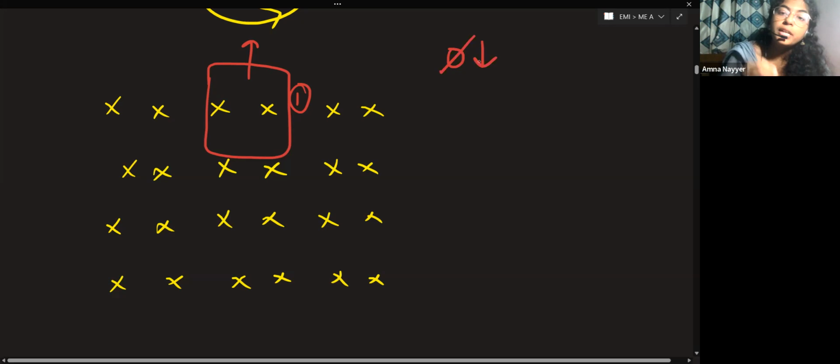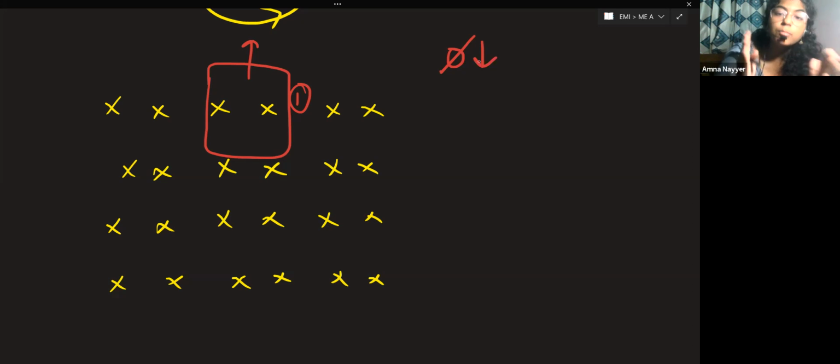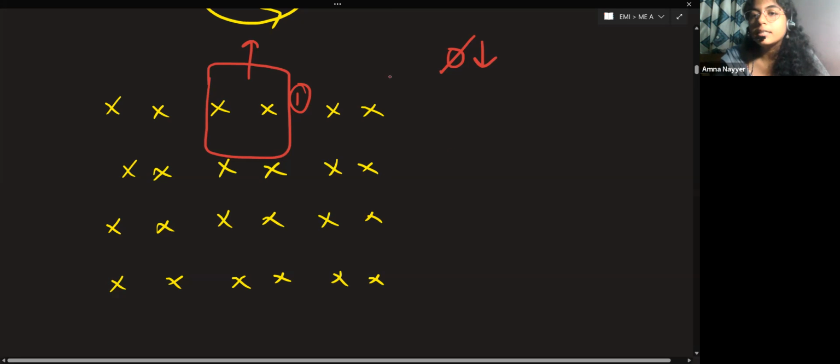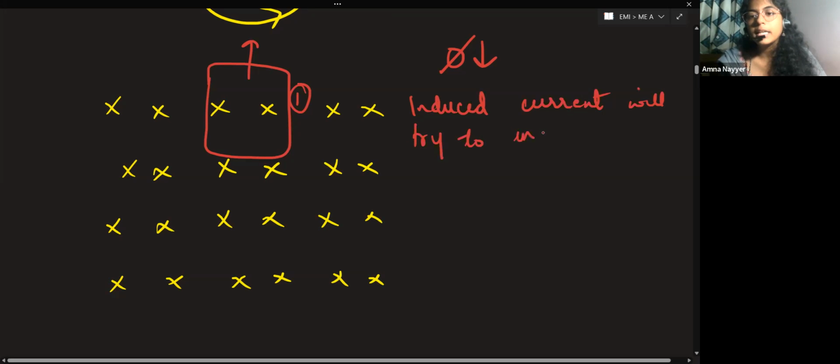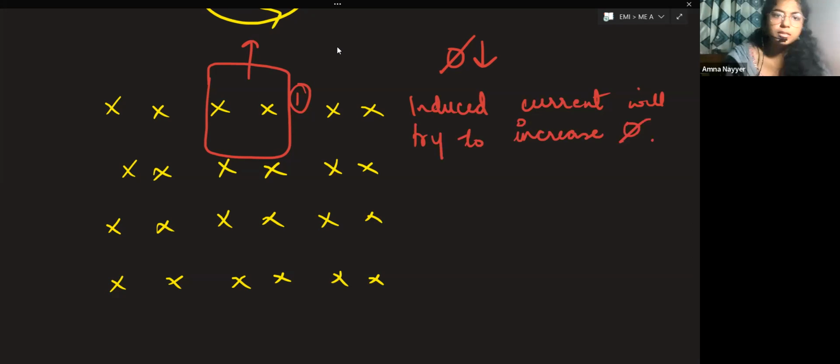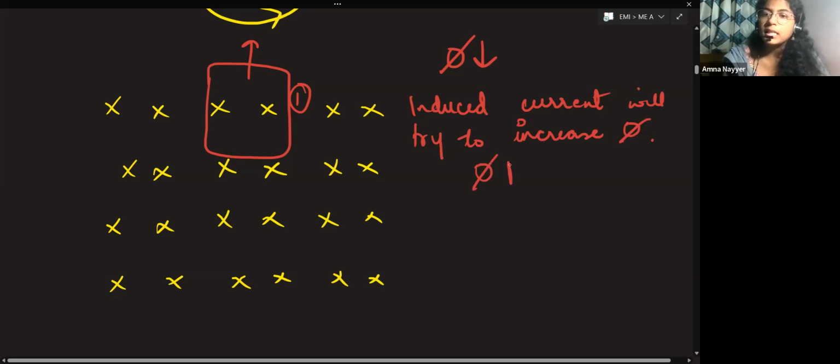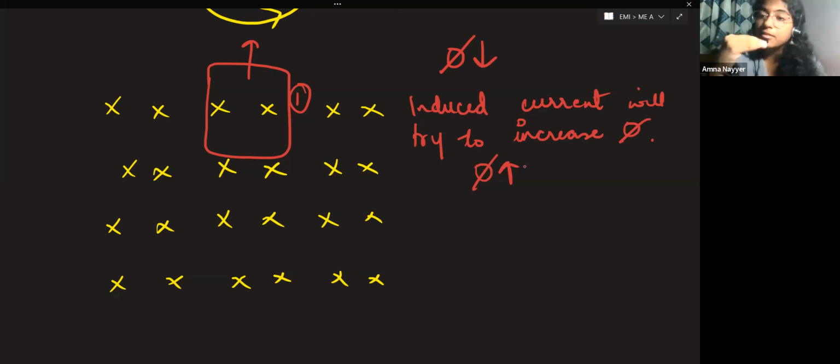So the work of the induced current will be, the aim of the induced current will be to increase the magnetic flux. Induced current will try to increase the magnetic flux. This is the aim. So increasing the magnetic flux means what? Increasing the magnetic field. If the magnetic field gets increased, then the magnetic flux could be increased.